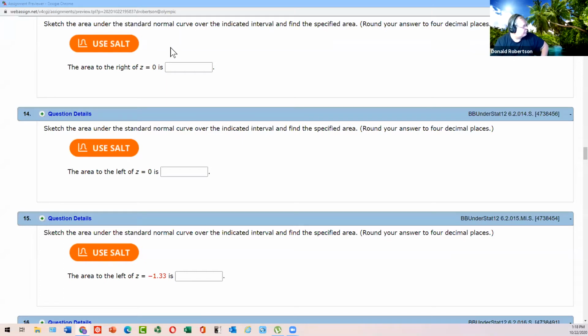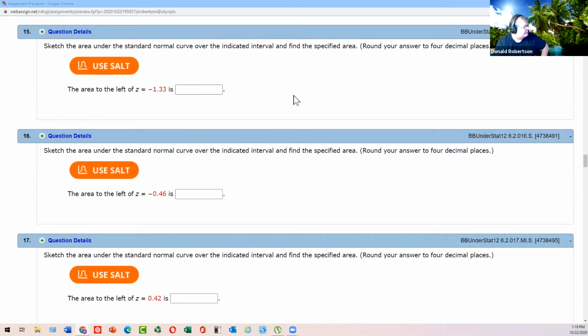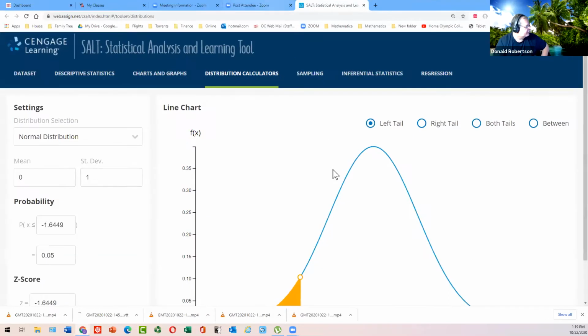Right, so right now I hope you're saying sketch the area under the standard normal over the indicated interval and find the specified area. Well, I've already drawn the picture on my piece of paper, so you don't physically need to do that on the computer. Let's find the area to the left of -1.33. So you hit this button called solve, boom. And what will appear by this?